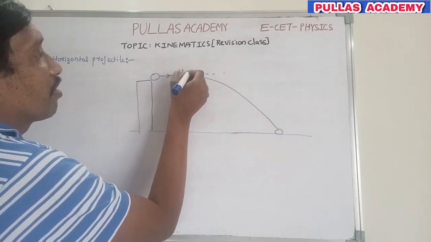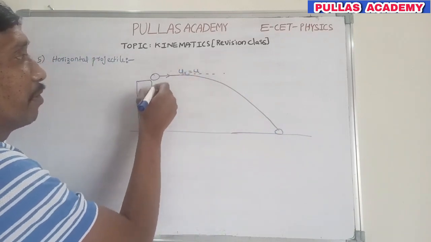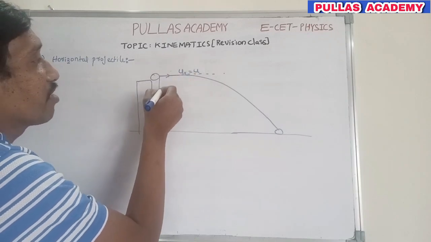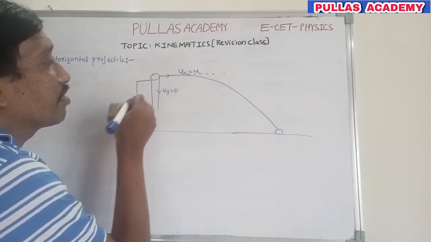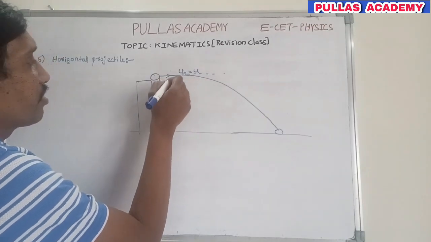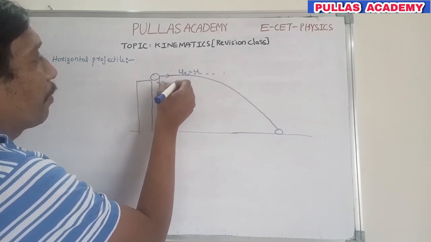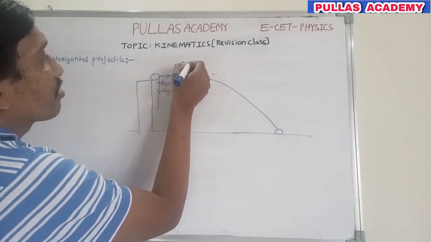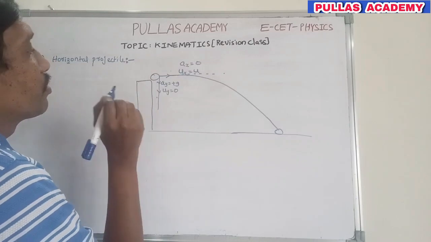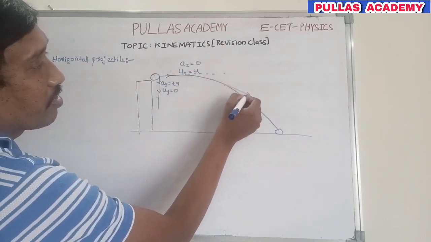So along horizontal direction, its velocity ux is equal to u. Along vertical direction, uy is equal to 0. Okay. So at the initial point, acceleration along vertical direction is plus g. Along horizontal direction, 0. Okay. So those are the formulas.